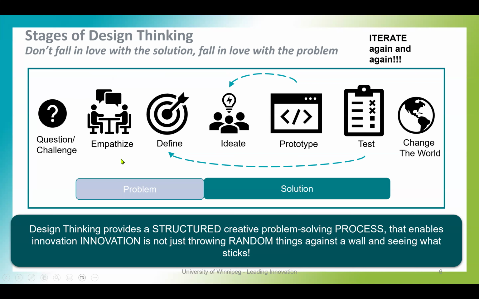But one thing you want to make sure is start here. Don't start here ever. You really start with what is it that we're trying to do, and then starting to talk to customers and doing research. So let's go through the process quickly. So the first step is you take this question and you start to empathize with customers.